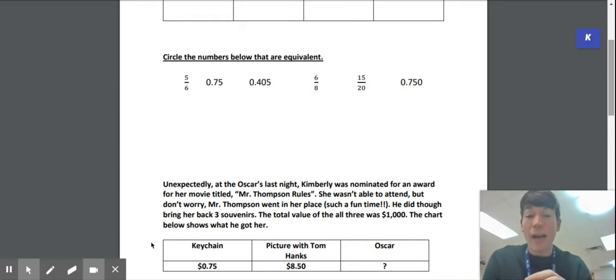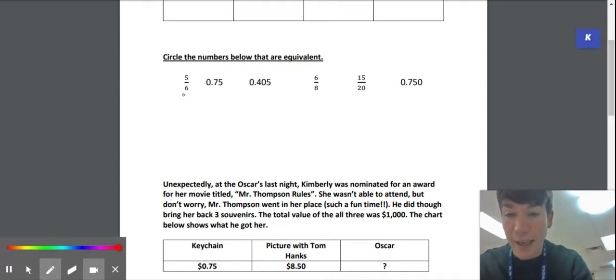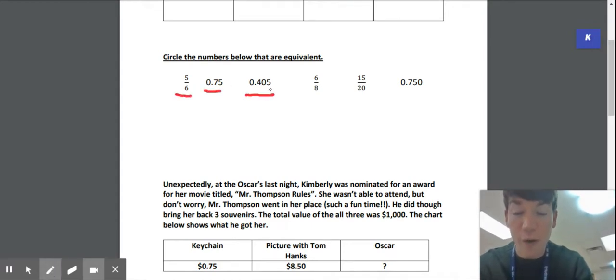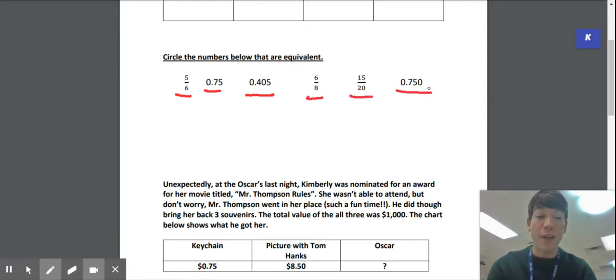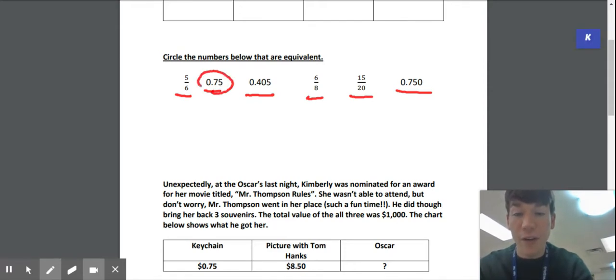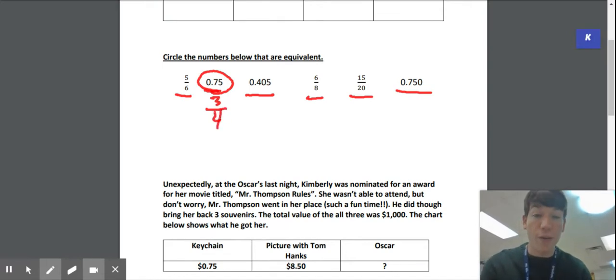All right. So I'll start looking at some of these numbers. I see I have 5/6, 75 hundredths, 405 thousandths, 6/8, 15/20, 750 thousandths. Now to start off, I'm just going to look at these and see if I notice anything. Well, I look at 75 hundredths here, and I know that the same as 75 hundredths is 3/4, which tells me that it can't be 5/6 for sure.